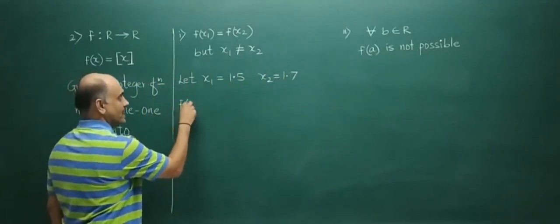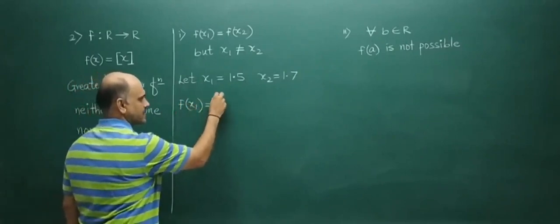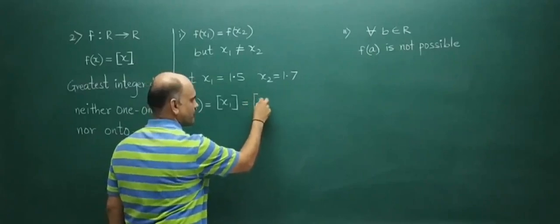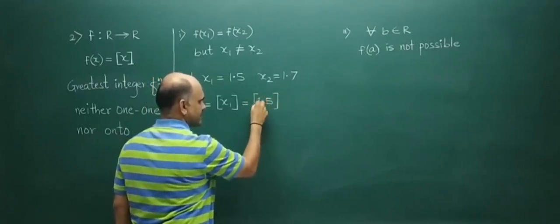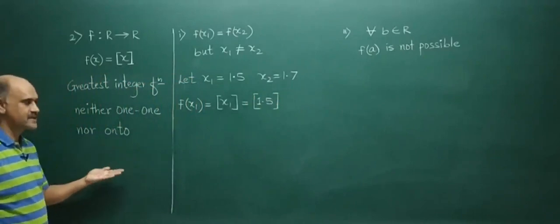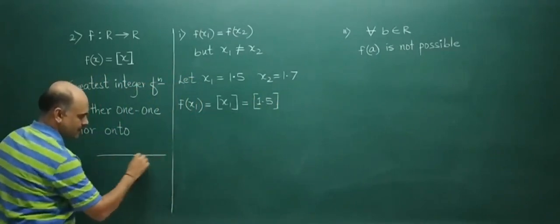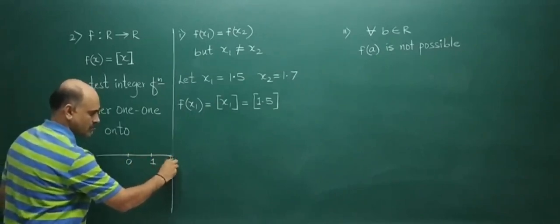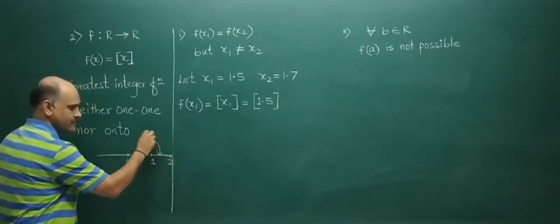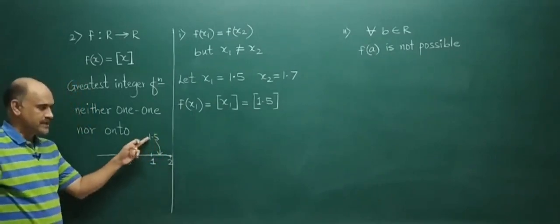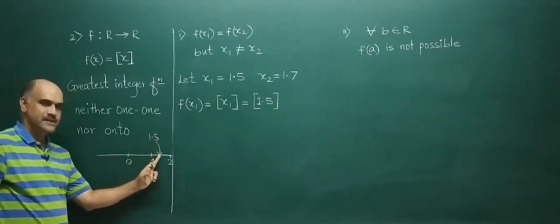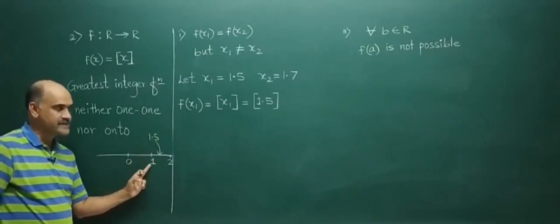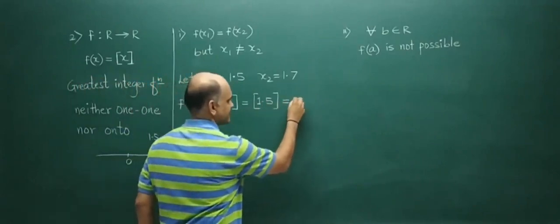So f of x1 is greatest integer of 1.5. If you remember, in the previous session I had taken a number line 0, 1, 2. 1.5 will be somewhere here. So greatest integer of 1.5 means the integer to the left of this number. So the integer to the left of 1.5 is 1. So this answer is 1.